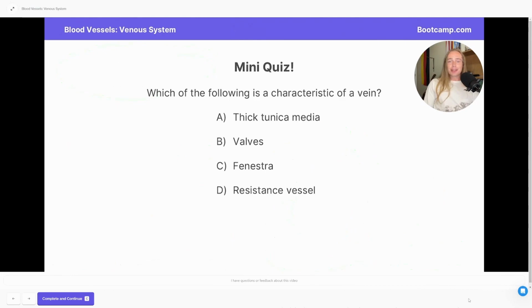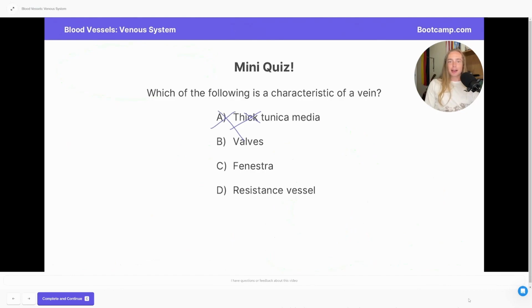Now that we've finished with the lesson, let's go ahead and do a mini quiz. Which of the following is a characteristic of a vein? So with A, right off the bat, we know that veins utilize a thin tunica media and not a thick tunica media, making A incorrect. B looks pretty good, so we'll come back to that one later.